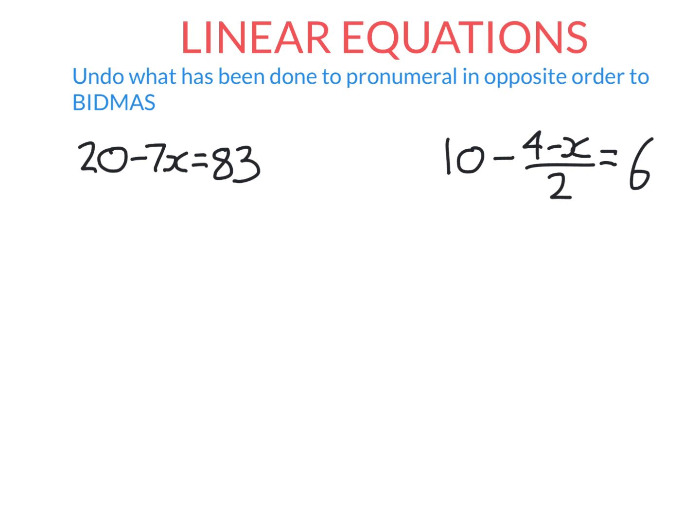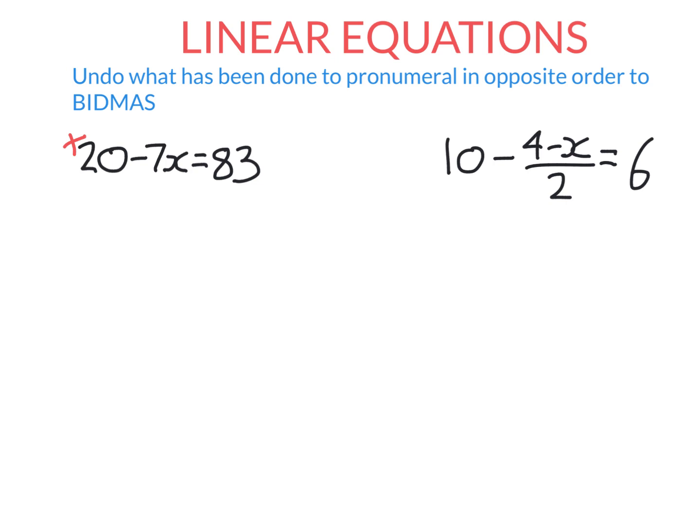Now the way that you solve them is to undo what's been done to the pronumeral in the opposite order to BIDMAS. So let's look at this equation here, 20 minus 7x equals 83. A lot of people get tripped up with these kind of questions. They don't really know what happened with the 20. Well, that 20 is a positive 20, so the only way it could have been there is if 20 was added. So positive 20 there.